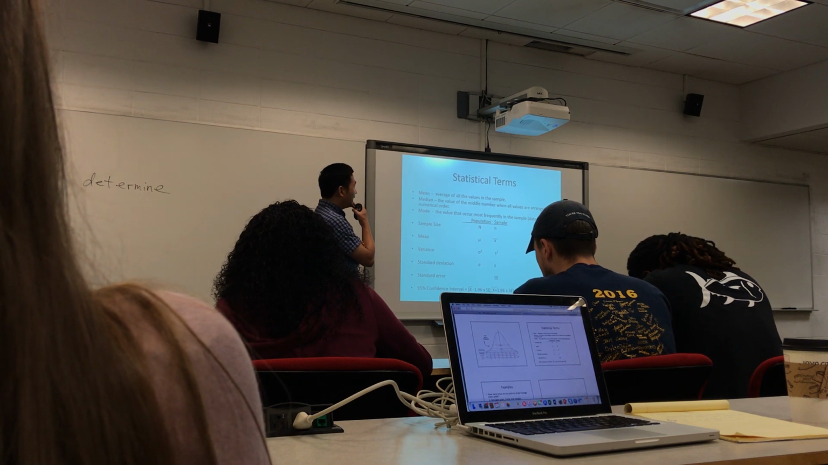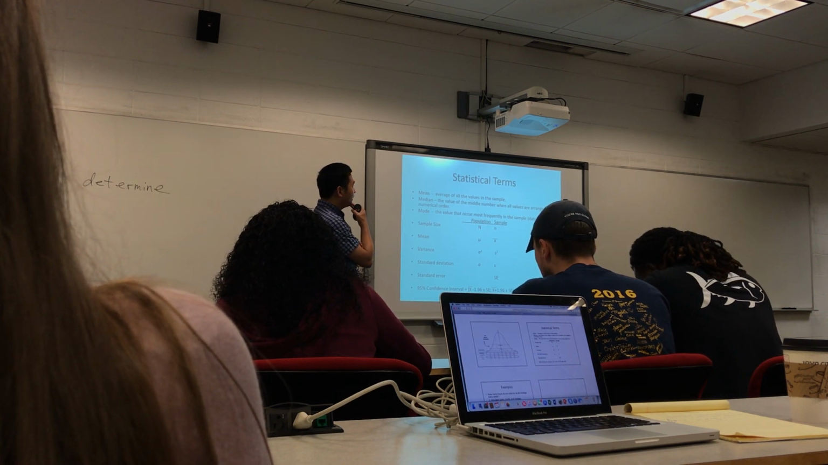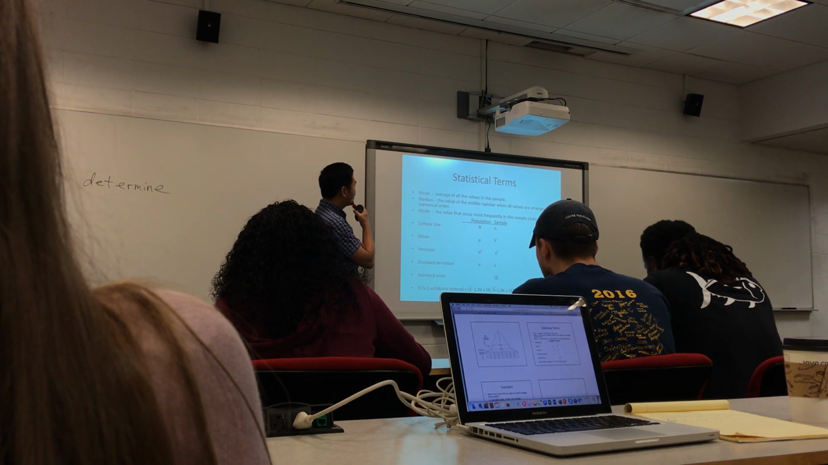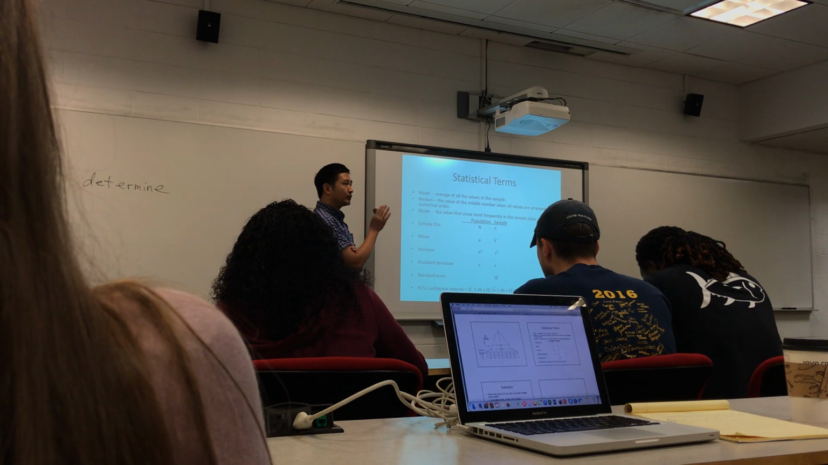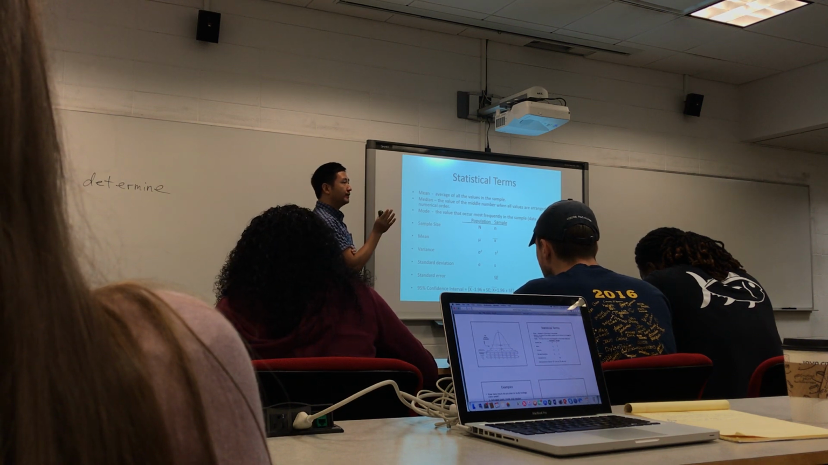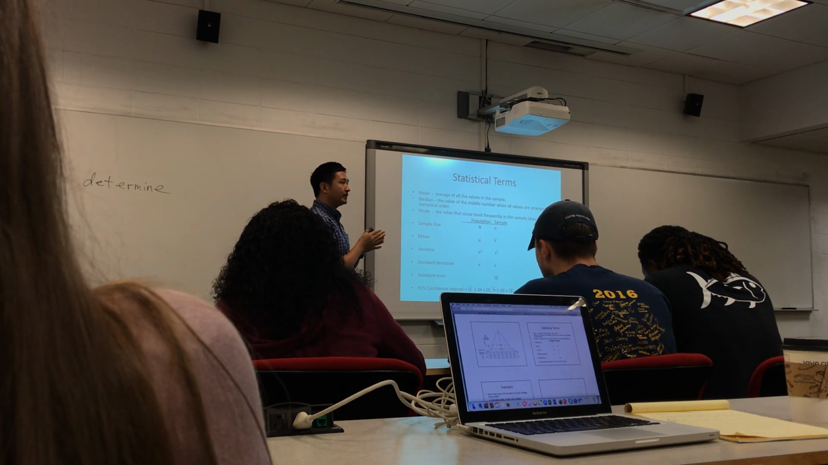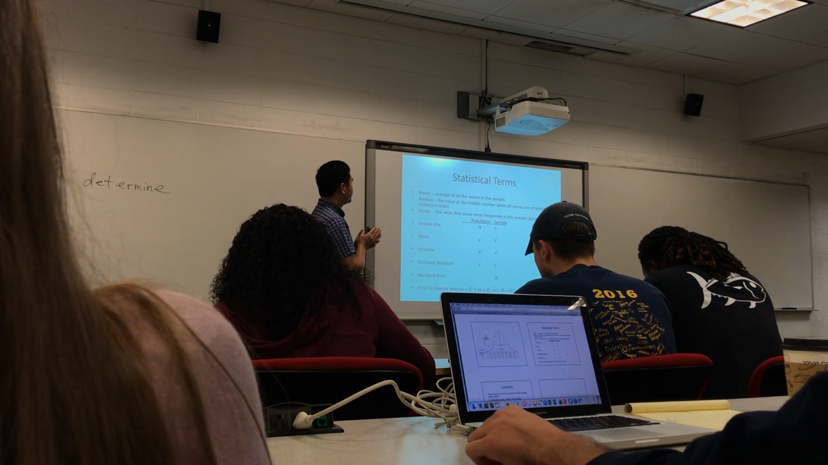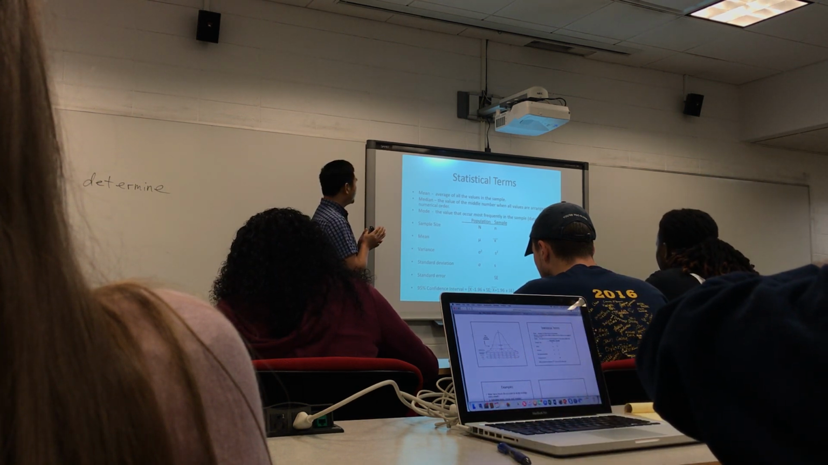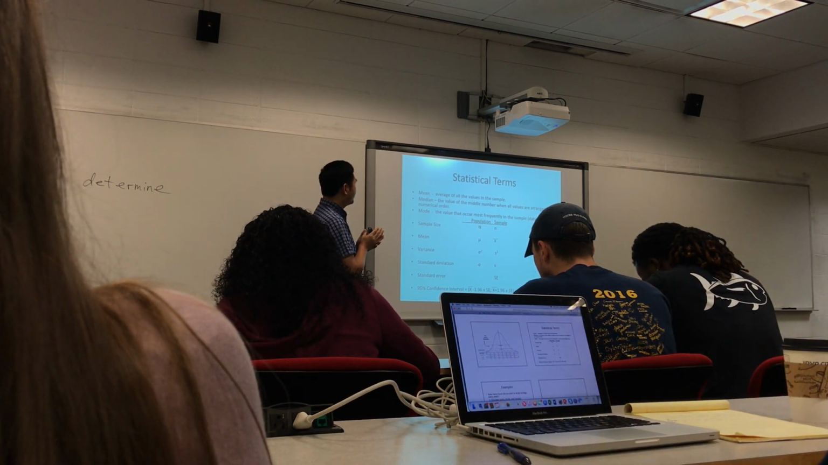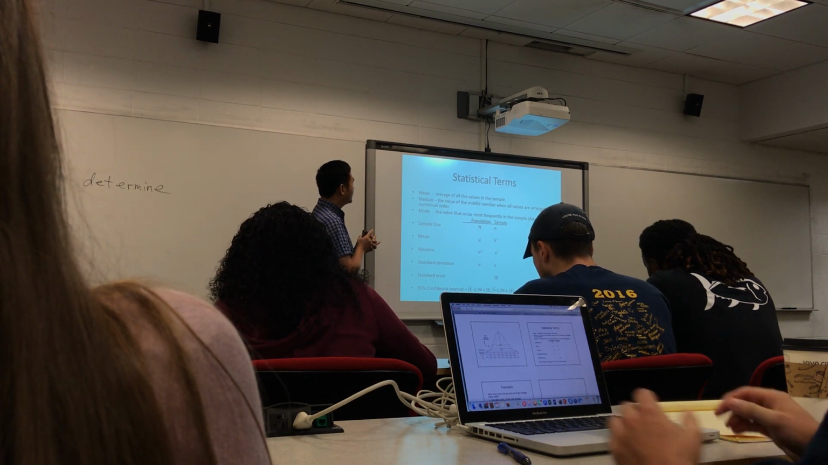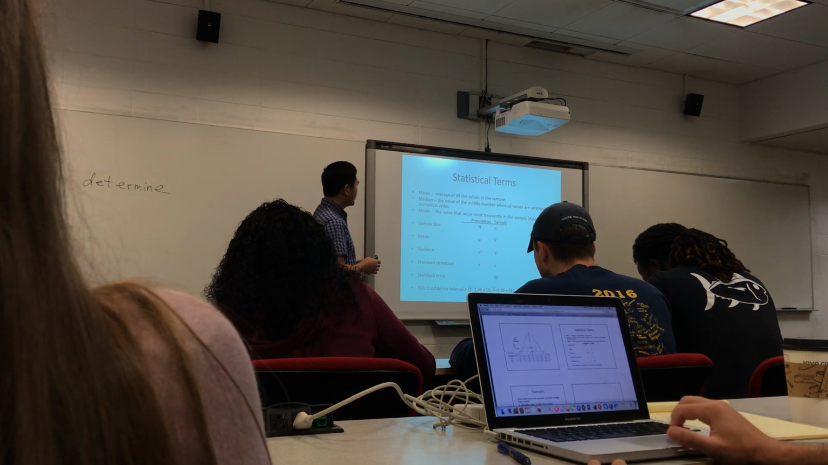Median, the value of the middle number when all values are arranged in numeric order. It doesn't matter if it's small to large or large to small, okay? As long as you arrange it in order, the middle number is the median. Mode, the value that occurs most frequently in the sample, okay? In the sample. So that is the most frequent in the sample.